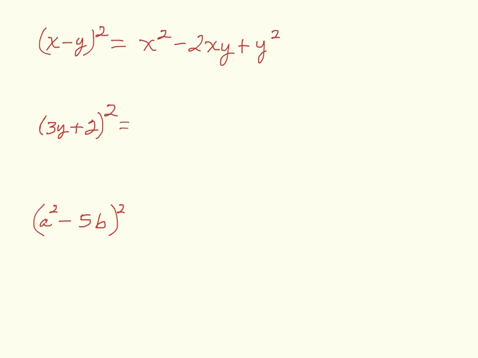So let's see. We have 3y plus 2, whole quantity squared. I'm going to square the 3y. What's 3y squared? That's 9y squared. Remember, I have to square the 3 and square the y. Plus 2 times 3y times 2. Well, 3y times 2 is 6y, and that times 2 is 12y. Then I'm going to square the 2, which is 4.